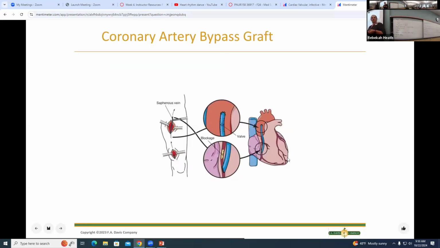Does the blood still flow through the other artery, unless it's fully blocked up? It's usually mostly blocked. Okay.